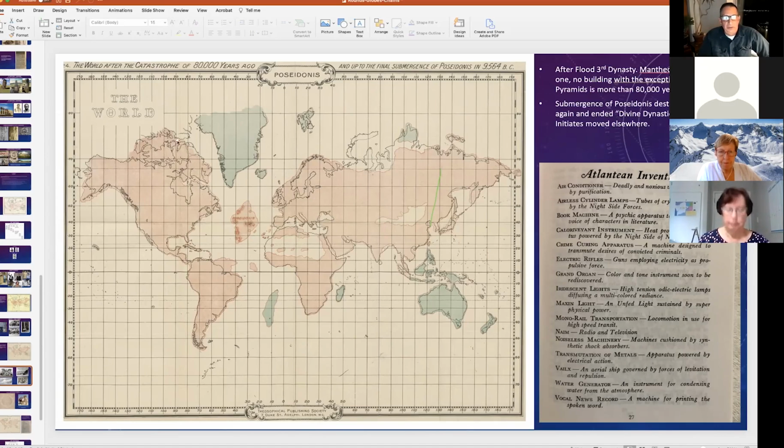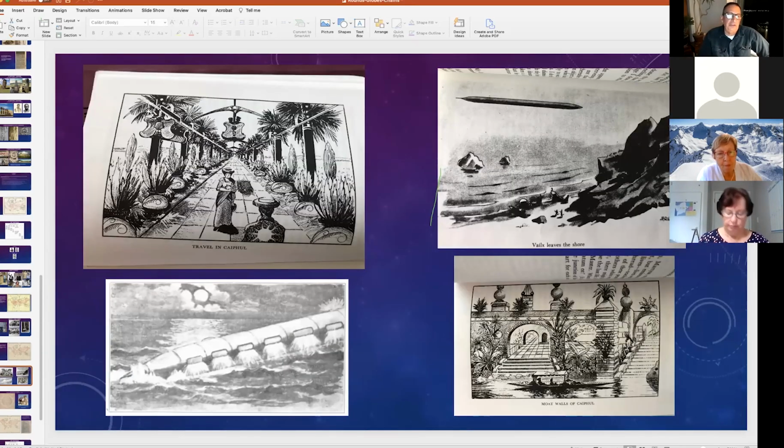And so in that period, after that destruction and before the destruction of Poseidonis, they had these Vimana things, and these monorail things and ships and things like that that worked using the Vril force and other types of forces that they understood from their clairvoyance and that the initiates gave them. And it was a relatively modern civilization, apparently.